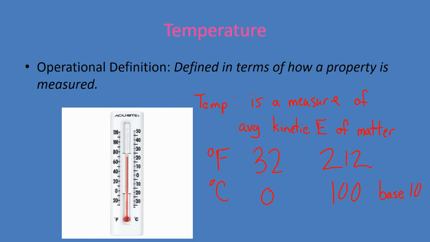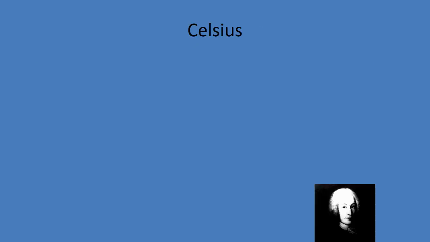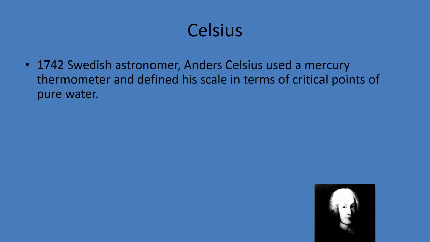All right. So here's the thing. I don't really care that you know who did it. I'm putting it up there because some people like this kind of stuff. In 1742, Anders Celsius used a mercury thermometer. He defined those points.